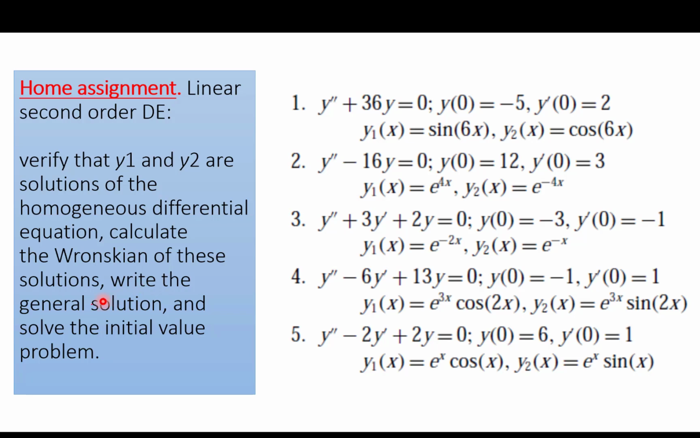And then write the general solution and then solve the initial value problem, because we have here an initial value problem: y equal to -5 for x equal to 0 and y prime equal to 2 when x equal to 0. So we have an initial value problem.